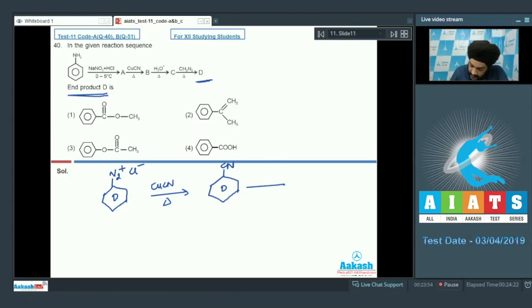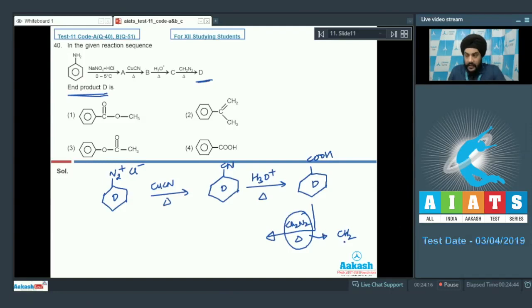PhCN. This is allowed to undergo hydrolysis in presence of heat. So this will lead to the formation of benzoic acid. And when this benzoic acid is allowed to react with CH2N2 heat, so this CH2N2 heat is going to generate carbene CH2, and this carbene reacts with the carboxylic acids to give us methyl esters. So we are going to have the formation of PhCOOCH3. So the carbene can insert into this OH bond and lead to the formation of ester.